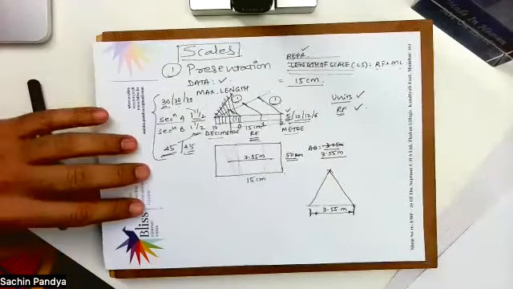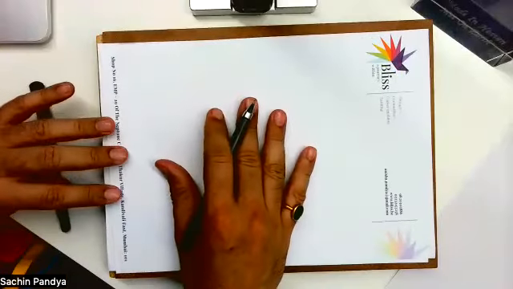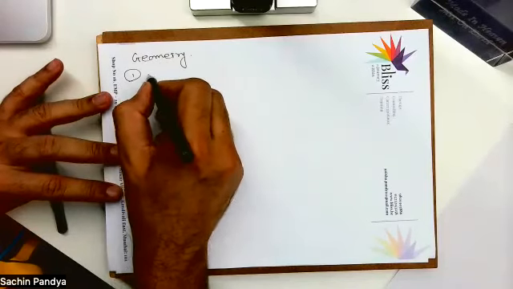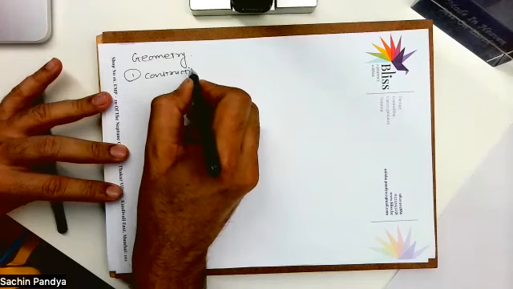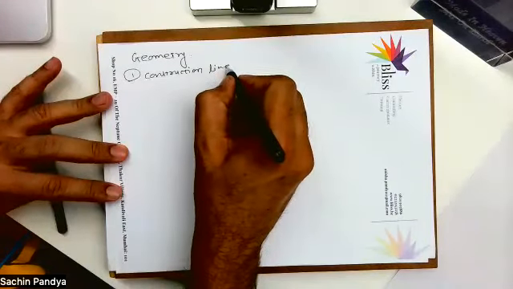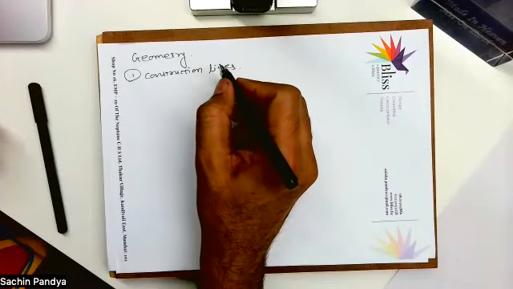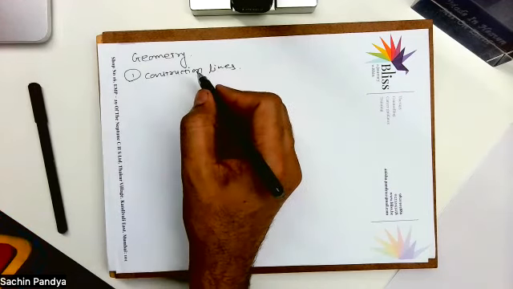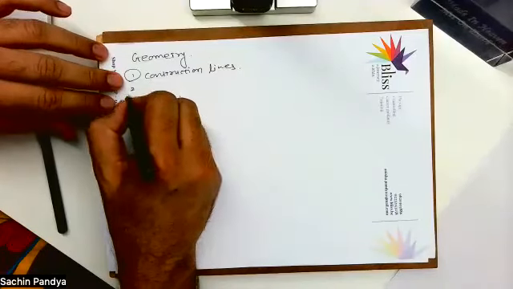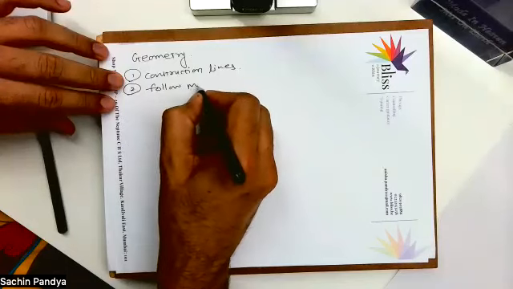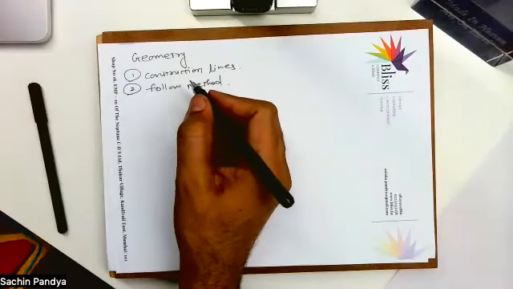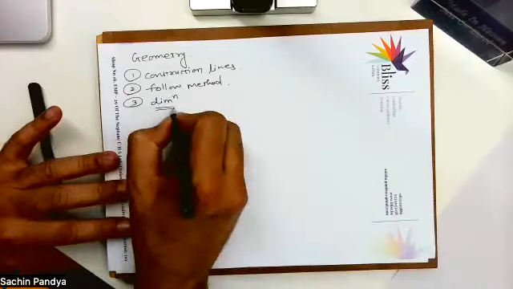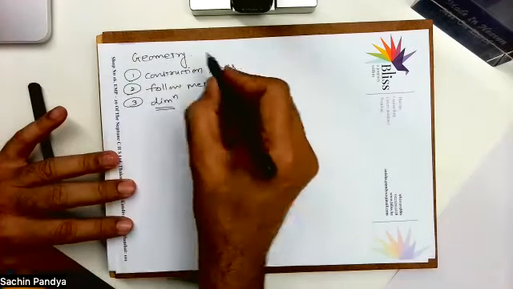So I have told you about solids. Now we'll do the next part, that is geometry. What is important in geometry? First is construction lines. Remember, you are not supposed to erase any construction lines. So maintain whatever lines we have, just maintain those construction lines. Then you stick to the method, follow the method. Whatever method is asked, you try and do that method and show dimensions. Dimensions are very important.